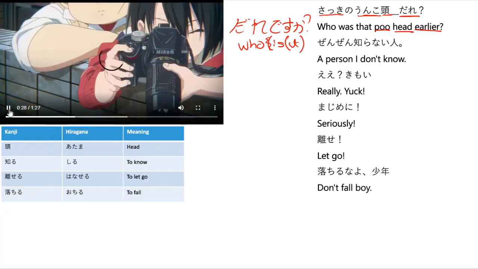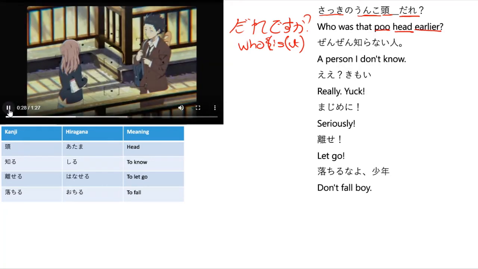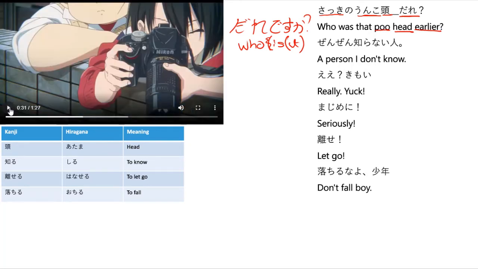全然知らない人. So, this is implied maybe, but it's not there. So, actually, the main sentence is hito. So that's the main part, but we're working backwards.